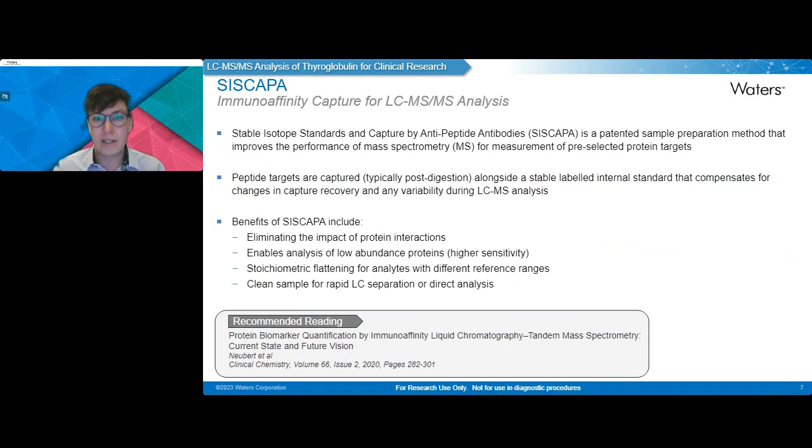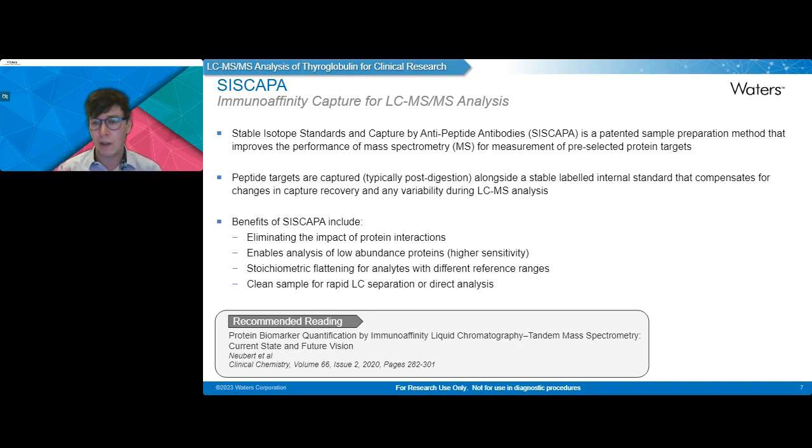Having considered all this, if you are able to improve the analytical sensitivity of the method during some of those specific steps, then you are able to simplify and minimize other steps in the workflow. So what I have in this slide here is an example of an immunoaffinity capture for LC-MS analysis using stable isotope standards and capture by antipeptide antibodies, or SISCAPA, which is a patented sample preparation method that improves the performance of mass spectrometry for measurement of pre-selected protein targets.